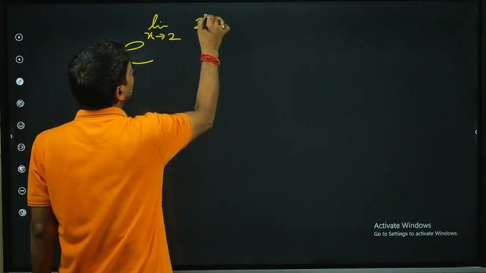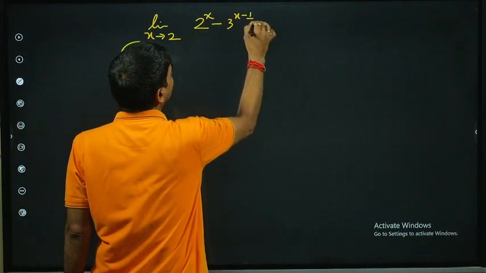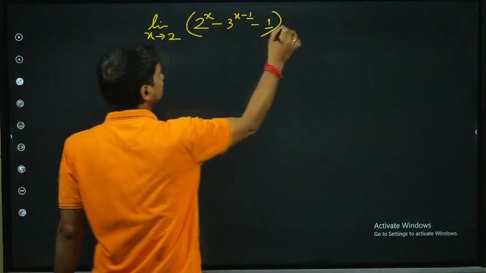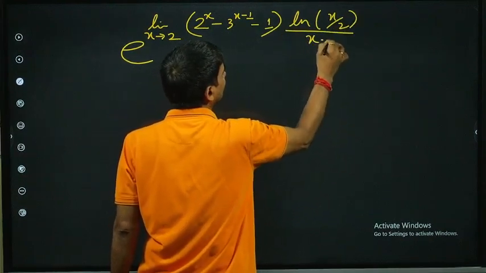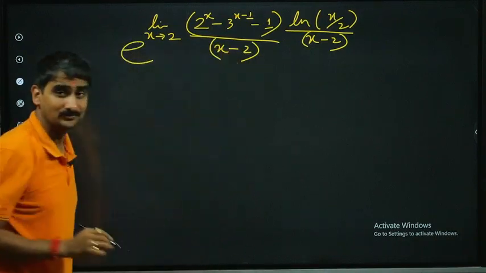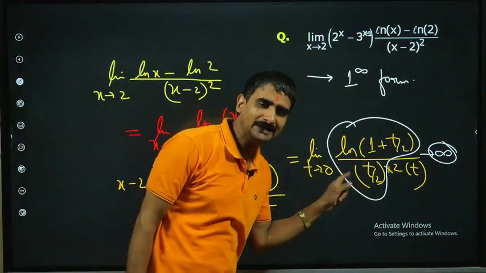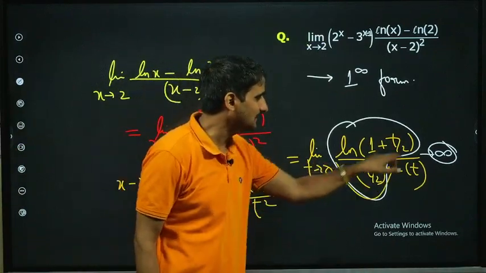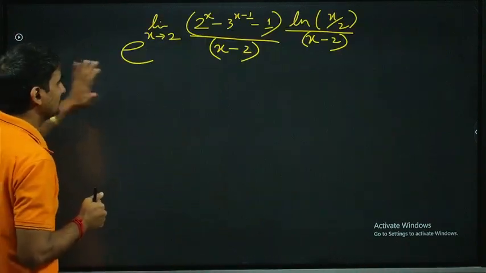So you have 2^x, which is f(x), minus 3^x minus 1, times (1/(x-2)) times ln(x/2)/(x-2) here. I brought one extra (x-2) here. Why? Because we have already checked that in this case one (x-2) can be adjusted with the ln term. So we have one extra x minus 2, so that's why I brought it here.